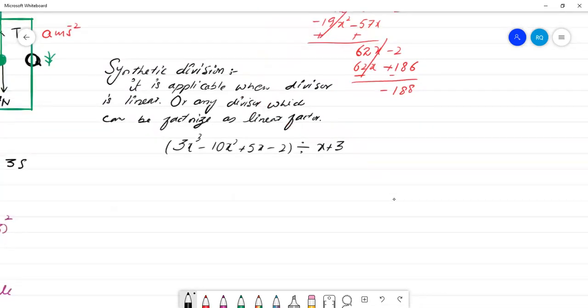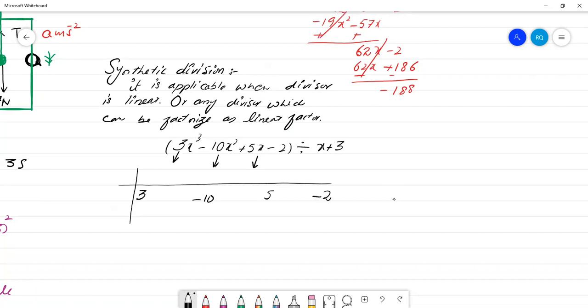Now listen very carefully. First of all, you have to write the quotient of divisor. You have to make a column and a row. First of all, you have to write the coefficients of dividend. What is the first coefficient? That is 3. You have to put 3 over here. Then you have to put -10 over here. Then you have to put 5 over here. Then you have to put -2 over here.